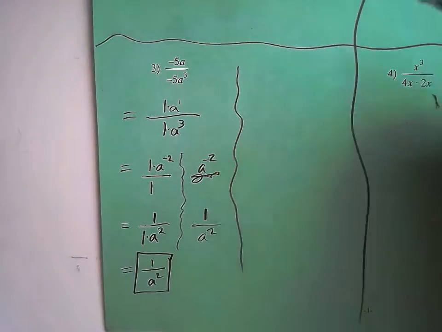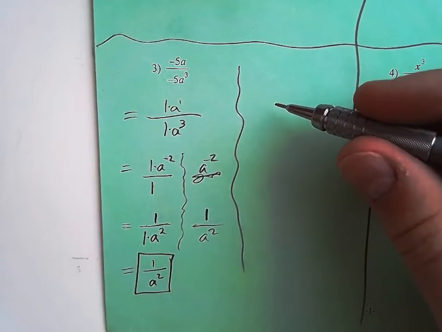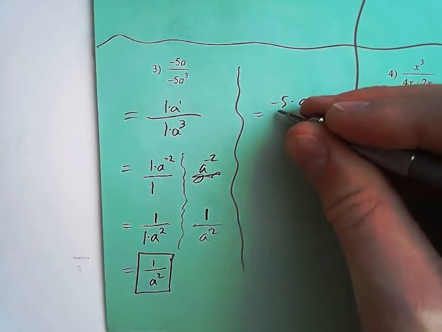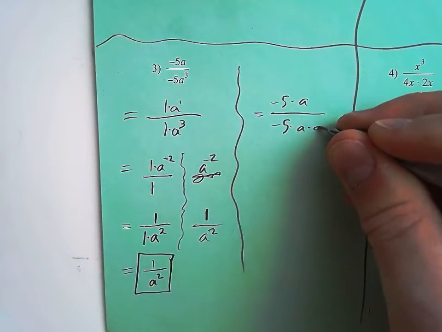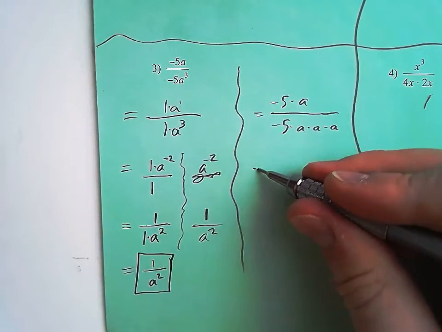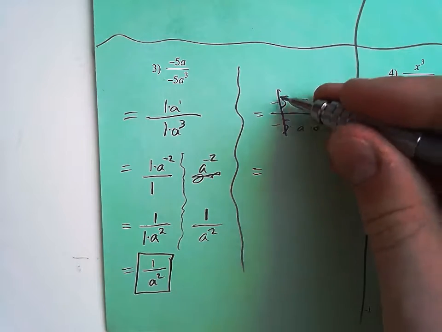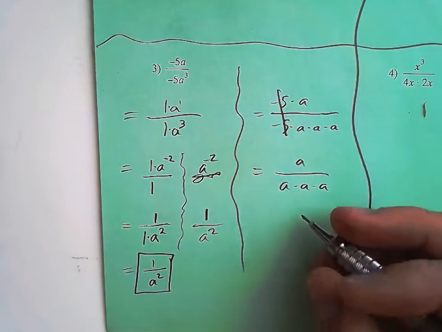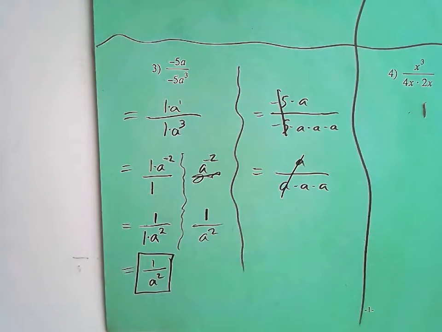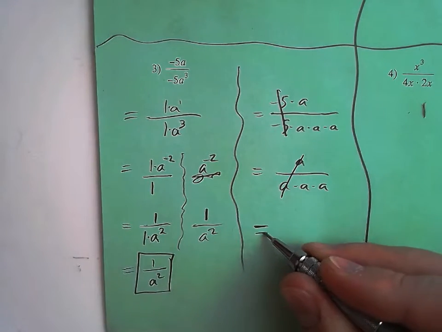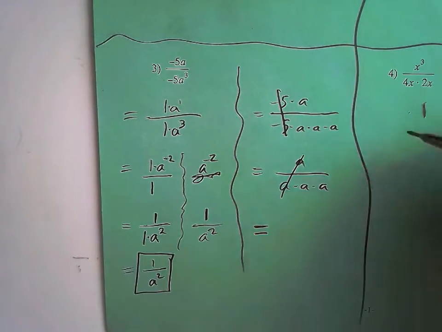Well, actually, over here, I'm going to show you the other way. Maybe that will make it a little clearer. So to write it out the long way, -5 times a over -5 times a times a times a. -5 divided by -5, those will go away, 1 over 1, so we're just left with a over a times a times a. A divided by a is 1. It's not 0. It disappears, magically cancels. A divided by a equals 1.